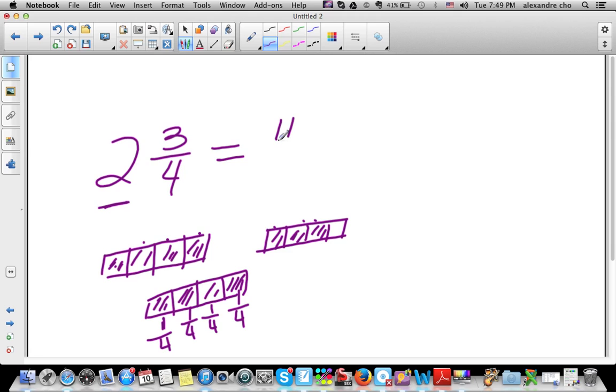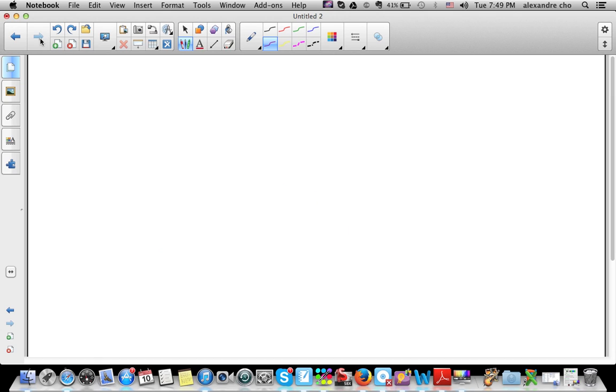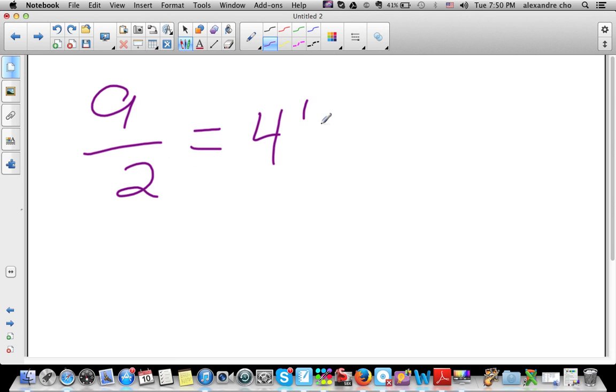So that means that I have 11 of these 1/4 pieces combined together. Let's see, 4 times 2 is 8, plus 3 is 11, and that's how I get the improper fraction 11/4. Okay, let's go backwards. Let's make it an easy one, 9/2. It's an improper fraction, so I want to change this to a mixed number. So what you're going to do is divide the numerator by the denominator, giving you 9 divided by 2 is 4. You have a remainder of 1, and the denominator stays the same.